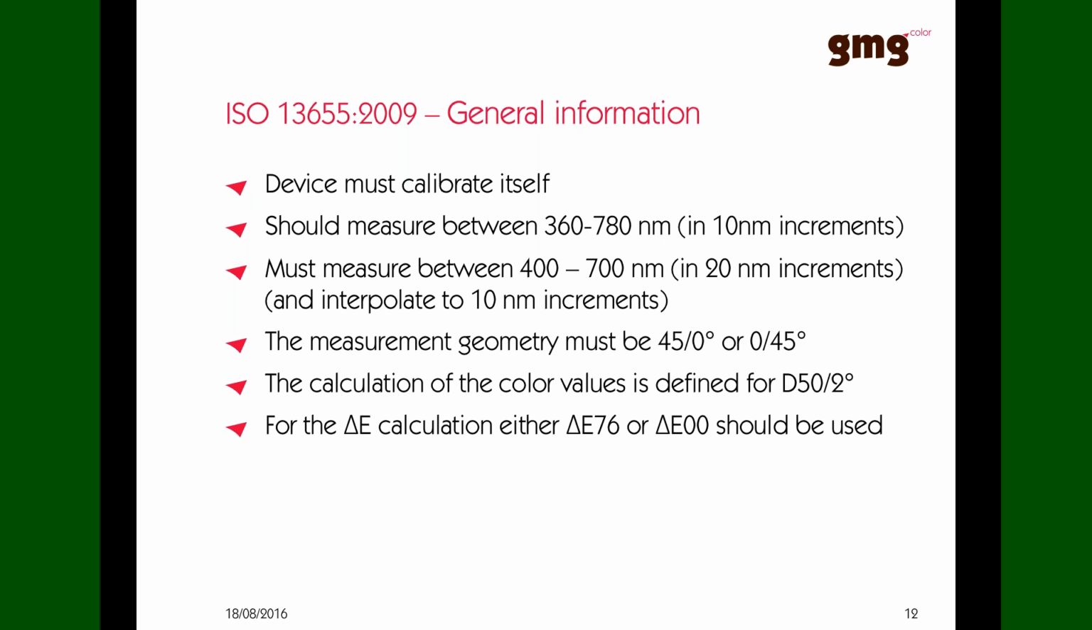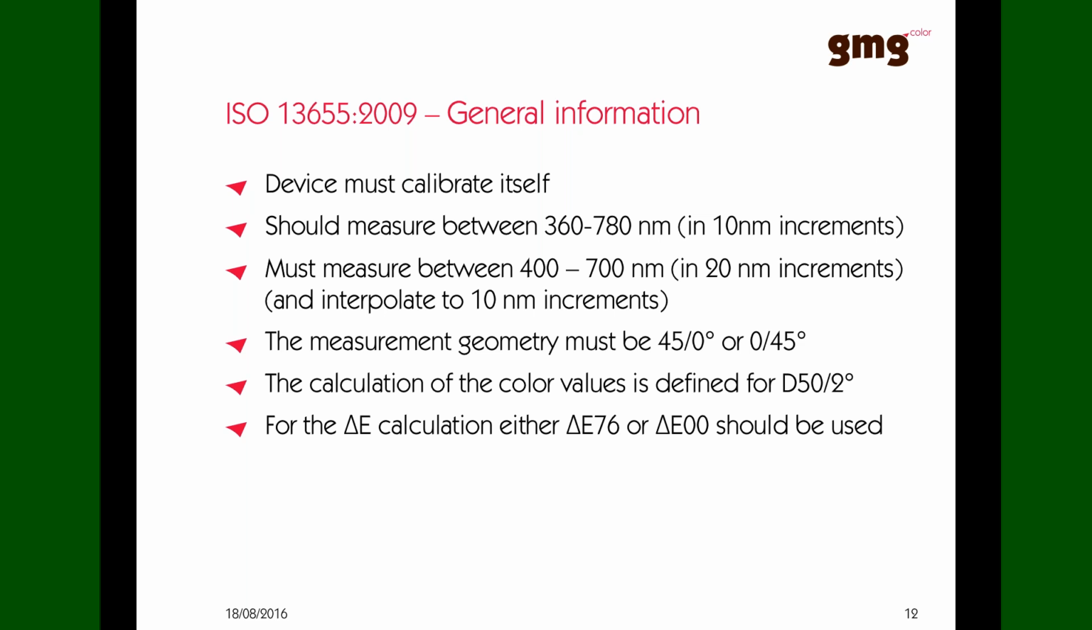And the last thing is for the delta E calculation, for example, when you have your spectral measurement device and you compare two measured values with one another. Delta E is the difference of two colors, and it should use either the delta E 1976 formula or the newer one, the delta E 2000 formula. So that's just quickly some information.